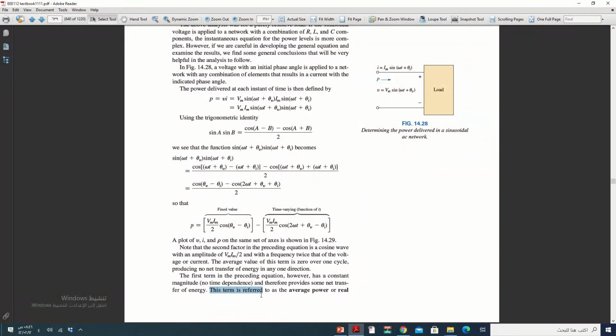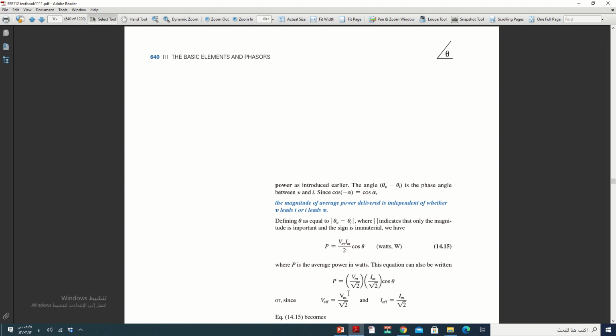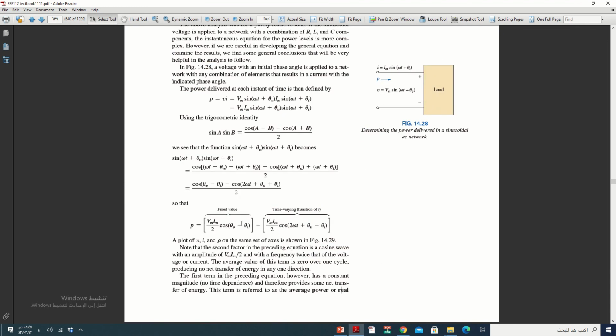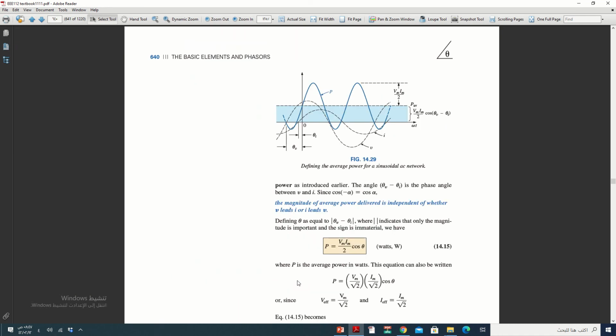This fixed term is referred to as the average power, or real power. And this other term, because it is mathematically twice the frequency, if you apply any number you will always get zero. This means the average power will be this number only, Vm Im divided by 2 cosine of theta v minus theta I, which is this.